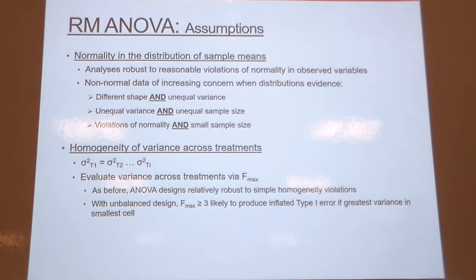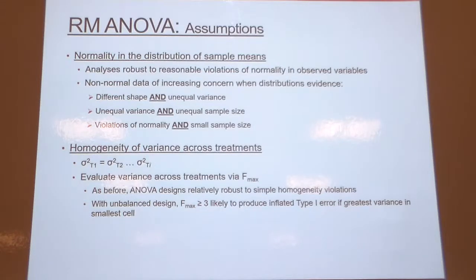What I want to do is go through and find my smallest variance and my largest variance. I'm going to take the largest variance divided by the smallest variance. That's going to give me my Fmax, right? And in general, my design is going to be fairly robust.